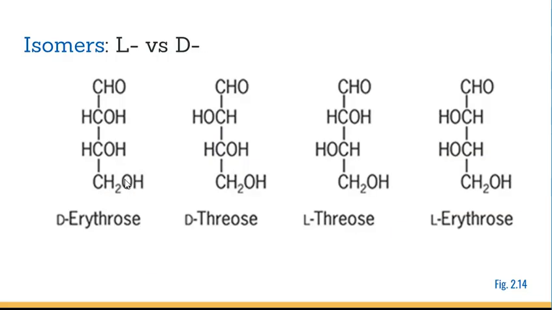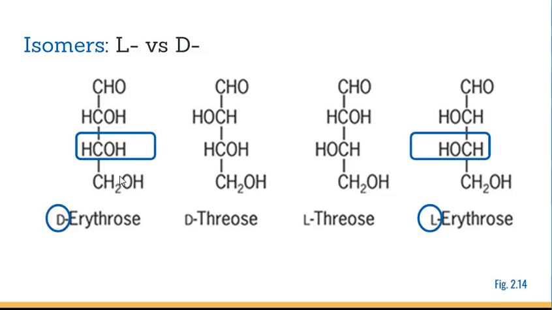Once in the ring formation, monosaccharides can form isomers. To determine whether a molecule is in the L, left, or D, right form, look at the hydroxyl group second furthest from C1. If it's to the left, it's in the L form. If it's to the right, it's in the D form.